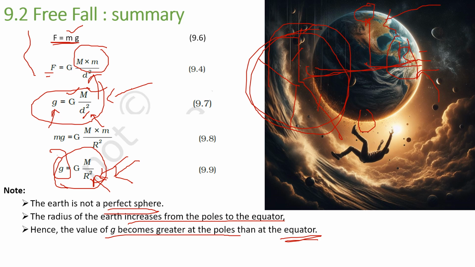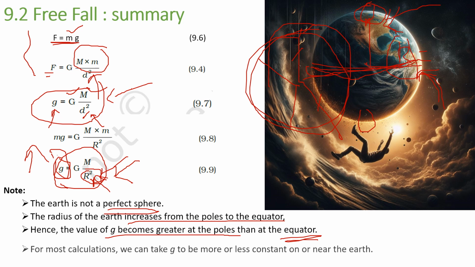Acceleration due to gravity is more at the poles compared to the equator. Why? Because the Earth is not a perfect sphere. The radius of the Earth is more in the equator region compared to the pole region. Because R is small in the pole region, g is more in the pole region. This is the takeaway. Summary.